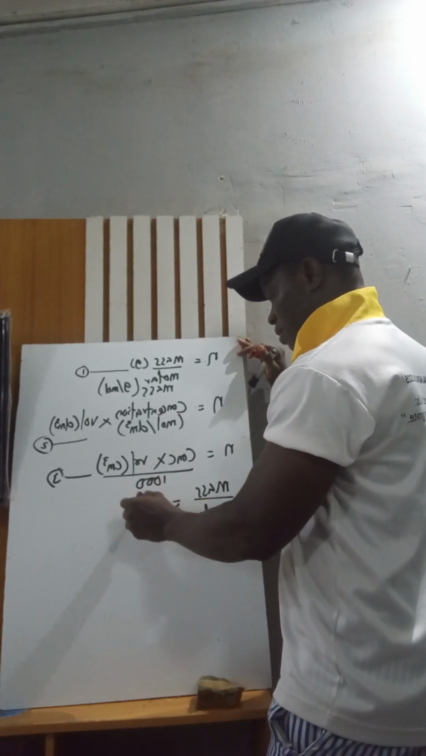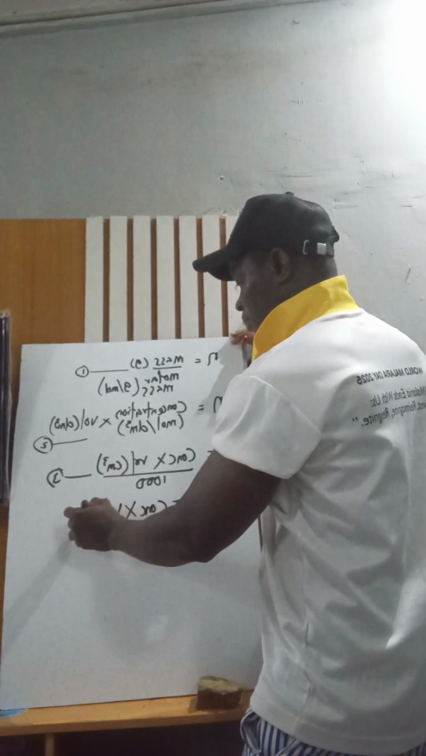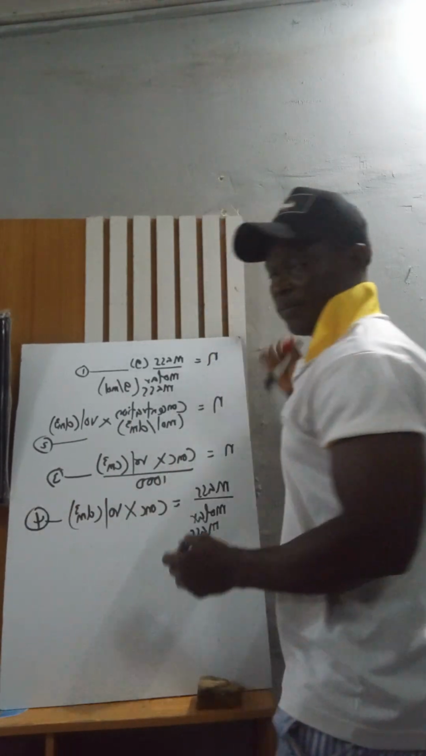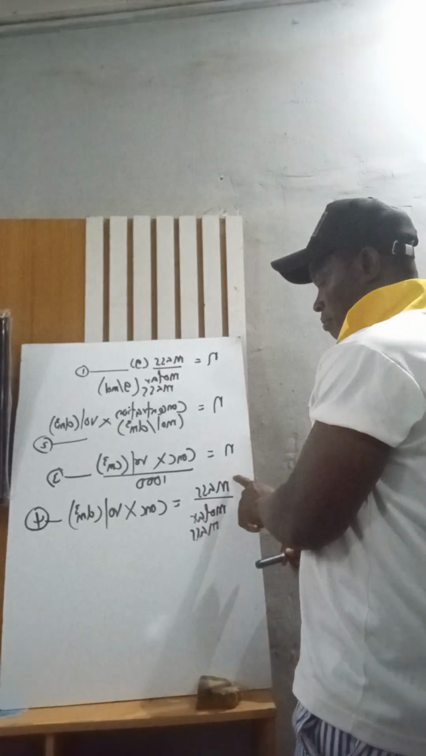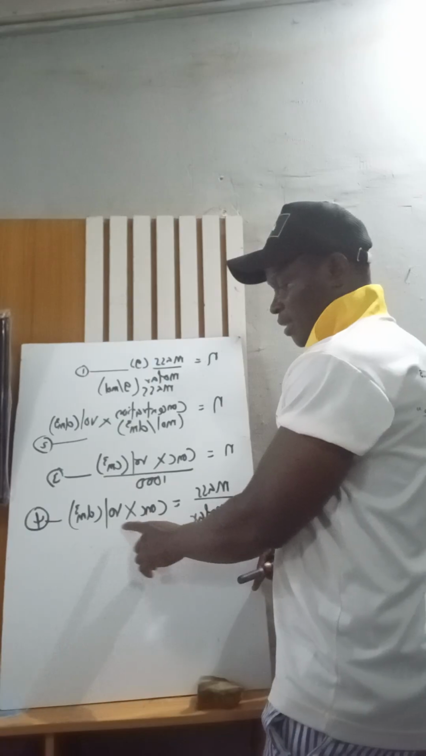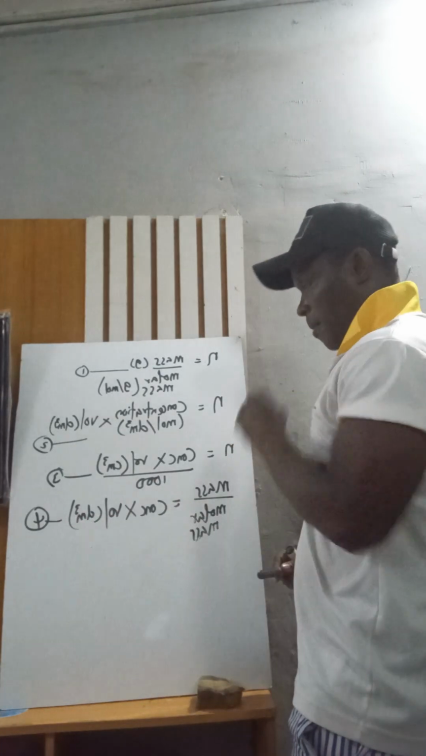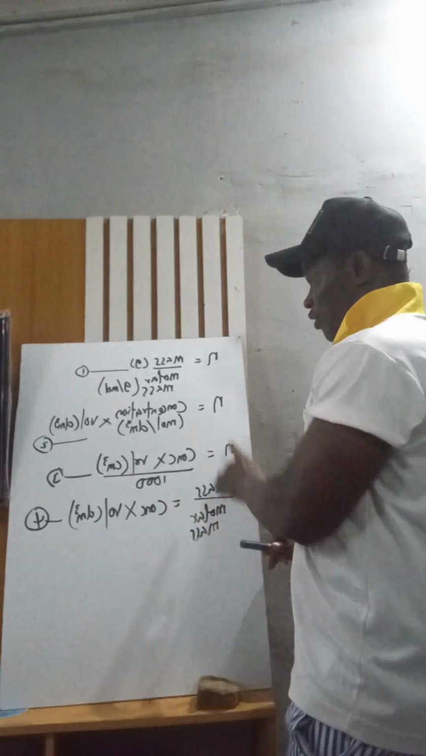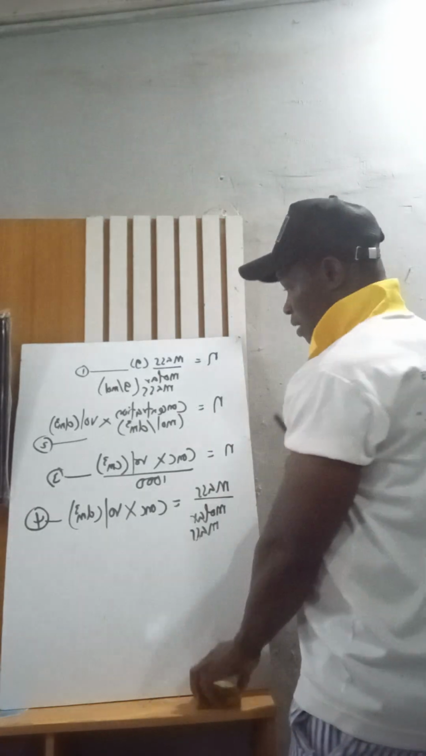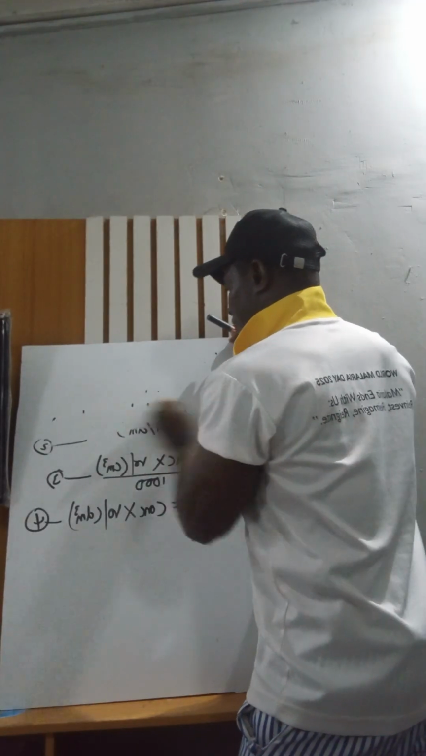Concentration times volume, provided your volume is in dm cube, that will be equation 4. So for equation 4, mass over molar mass equals concentration times volume in dm cube. What I did was just equate equation 1 and 2.